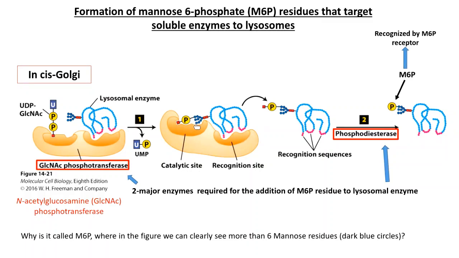And how many mannose residues are there? There are 1, 2, 3, 4, 5, 6, 7, 8 residues now. Okay. 8, yeah, approximately 8 residues.